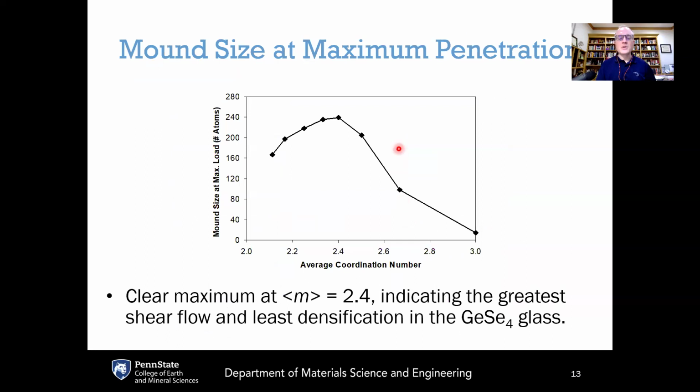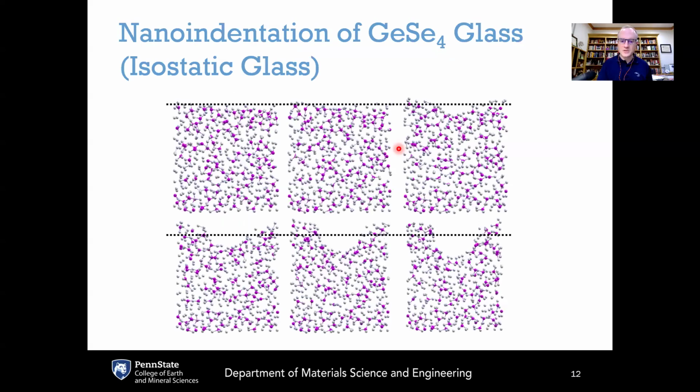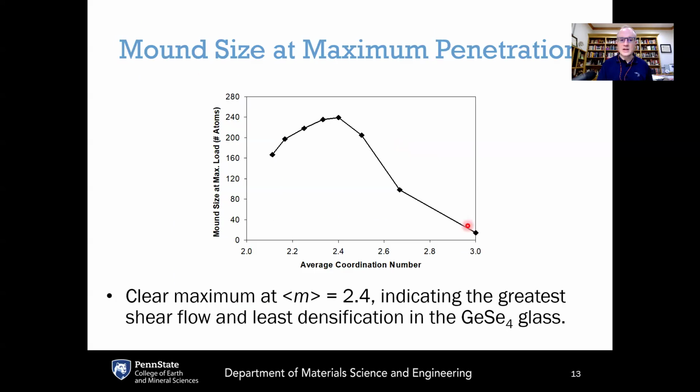In fact, if we count the number of atoms that fall above the original surface, all the atoms above this dashed line, as a function of average coordination number, changing the composition of the glass to get all these different coordination numbers, the mound size at the maximum load of the indenter goes through a maximum at the average coordination number of 2.4.